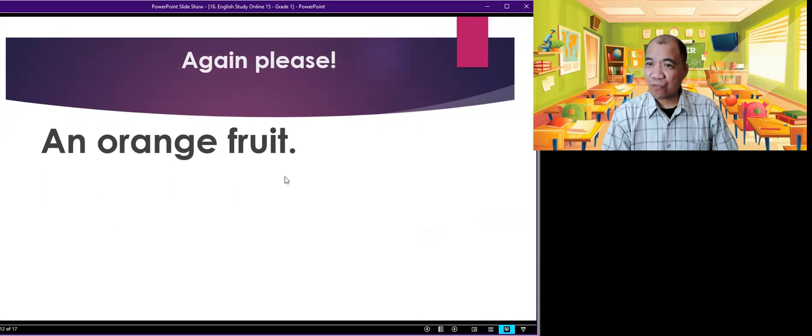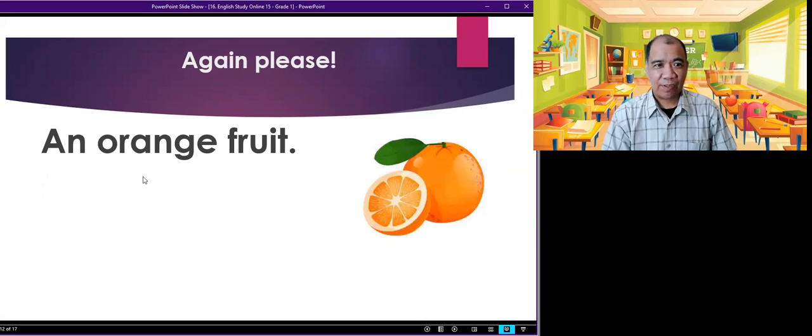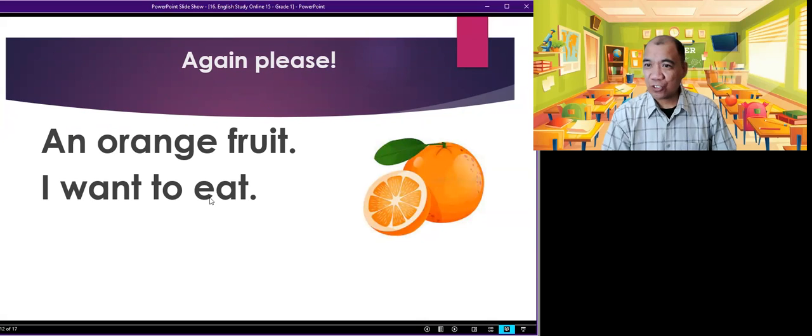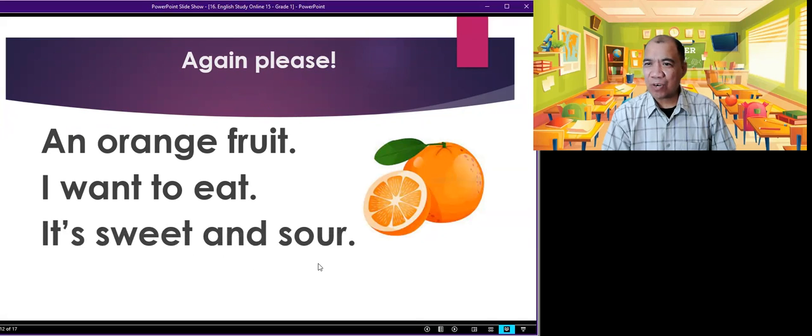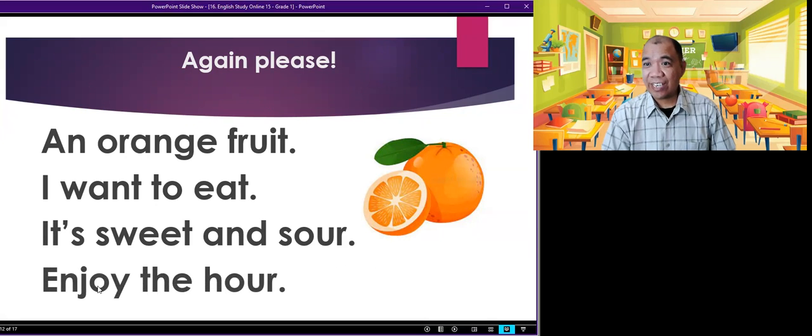An orange fruit. I want to eat. It's sweet and sour. Enjoy the hour. Okay, faster. An orange fruit. I want to eat. It's sweet and sour. Enjoy the hour.